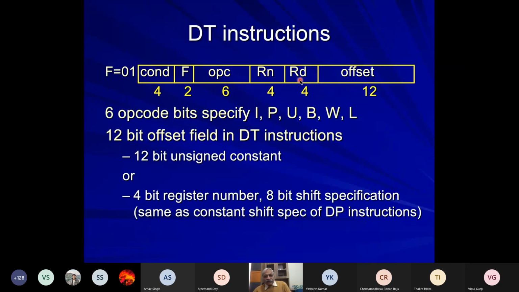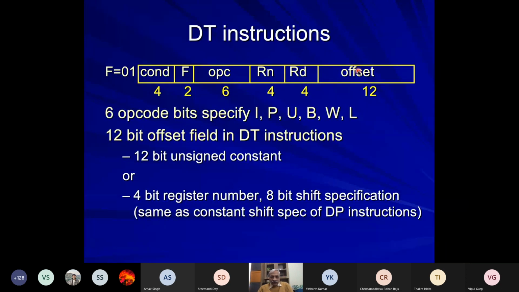Okay, the next group is DT, or data transfer instructions. Here F field is 01, and you don't have separate I bit and S bit, so there's a 6 bit opcode. RD is the destination register for load and source register for store. RN provides the base address. To that, offset is added.